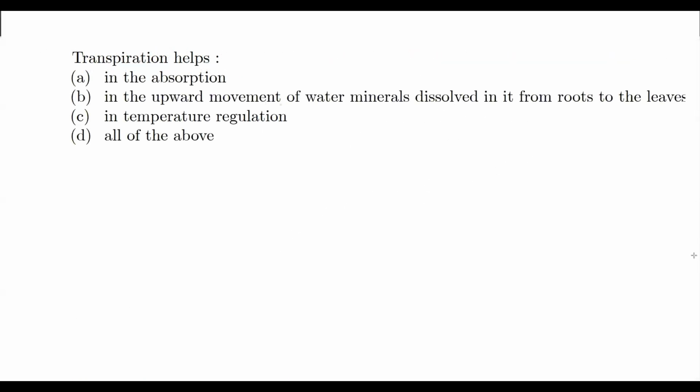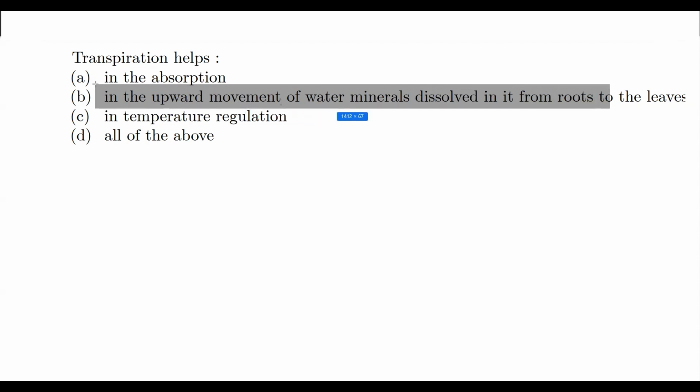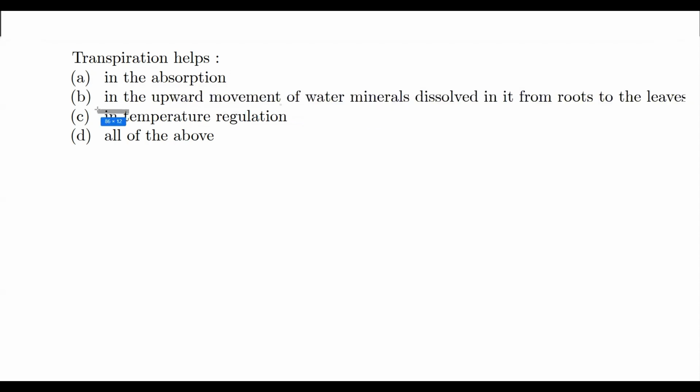Well, in the next question, what does it say? It says transpiration helps in. We know that transpiration is the loss of water from the aerial parts of the plant, but it has many advantages. The options given here are: it helps in absorption of water from the roots, in the upward movement of water and minerals dissolved in it from the roots to the leaves, and also in temperature regulation.